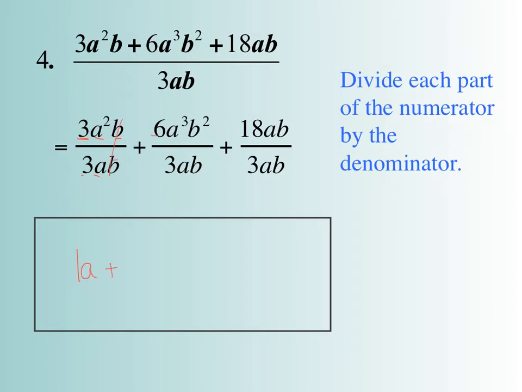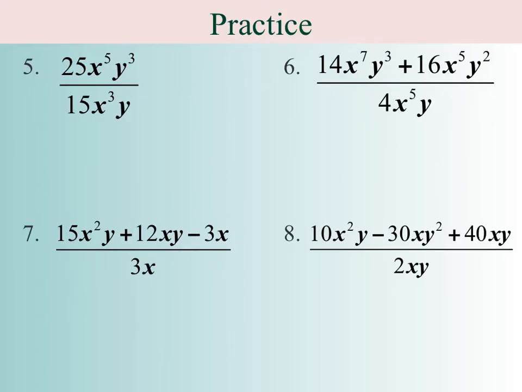Your second part is 6 over 3, which is 2. a cubed over a to the first makes a squared, since we're subtracting. b squared over b to the first is b. And your last part, 18 over 3, is 6. a over a is gone, and b over b is gone, so that's just a 6. Again, this final expression here can't be simplified further, so you can just leave it as is.